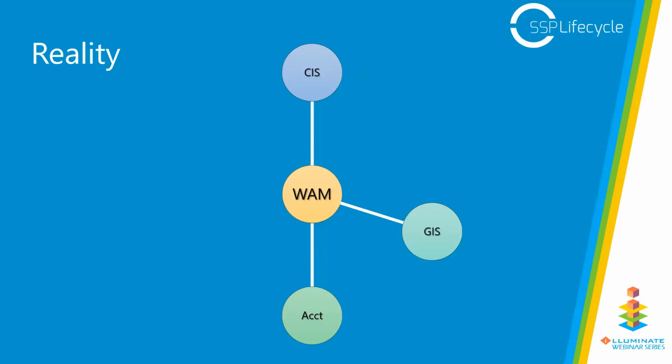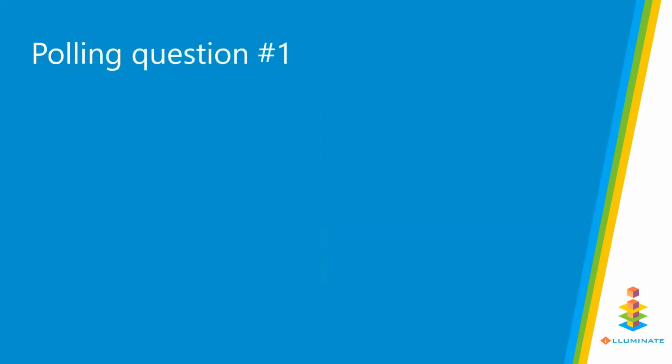So we've finished up our tour of Lifecycle and some of the challenges that are facing us as we implement work and asset management systems, and that's going to bring us to our first polling question. So I'll ask Keith to put that up on the screen real quick. Give everybody a few seconds to answer that. And then we can move on.